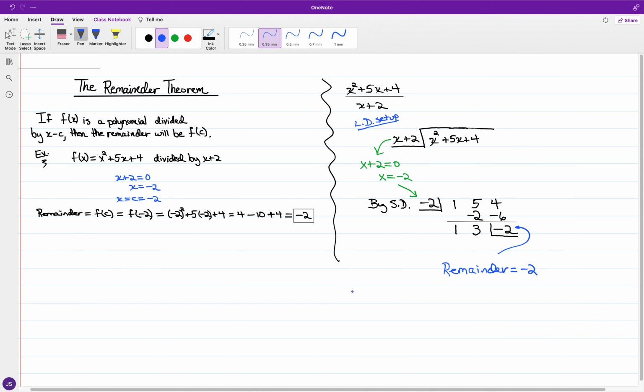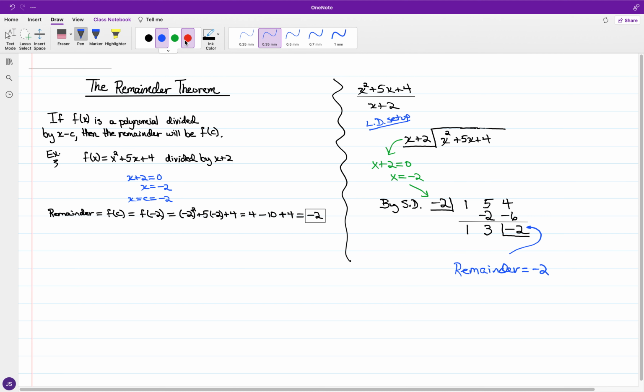For situations like this, it'll work both ways. If you notice, we had the remainder from earlier at negative 2 through the remainder theorem and also through the polynomial division. We had the remainder at negative 2, so these are going to be the same each and every time in cases like these.